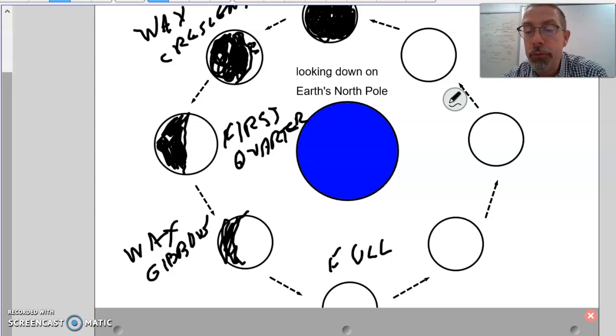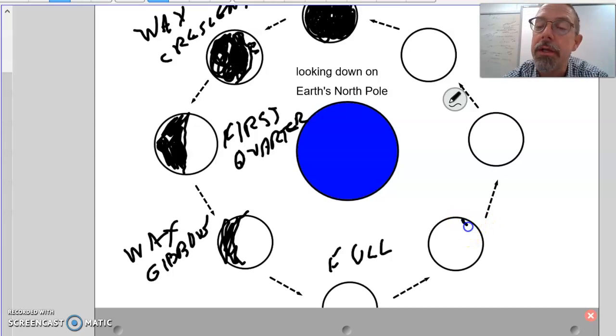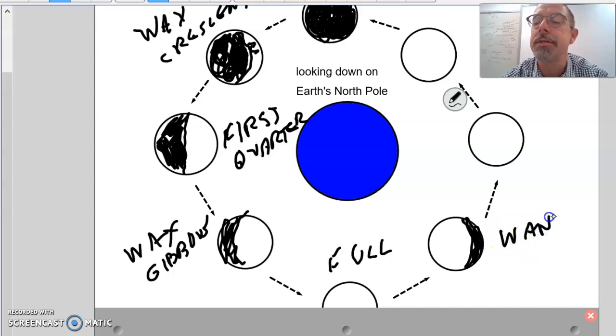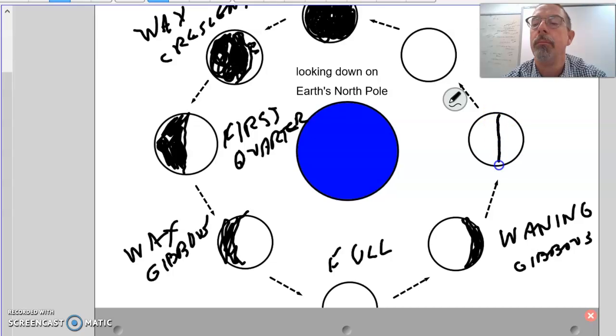Once I get to a full moon, I can't get any fuller, so I'm going to start waning. I'm going to start losing my illumination. The illumination that's going to remain is going to be on the left-hand side. So here I'm going to start to see shadow encroach upon the right-hand side. This is going to be a waning gibbous. We're back here. The left-hand side is going to be illuminated, so I'm going to shade in the right. This is going to be a last quarter or a third quarter moon.